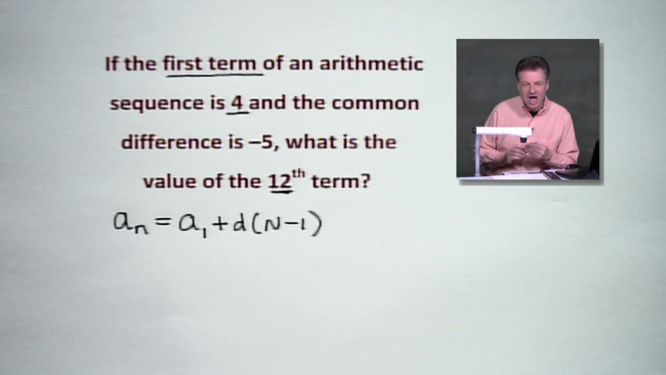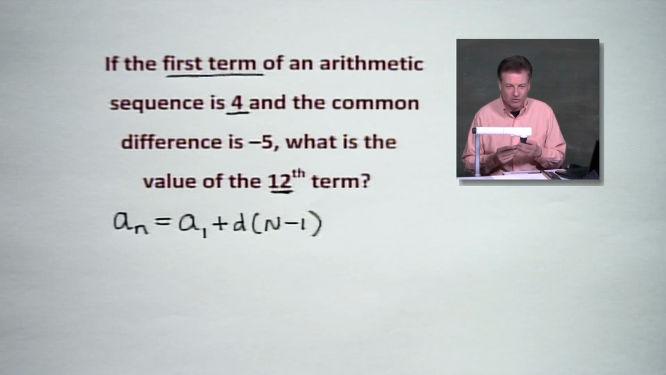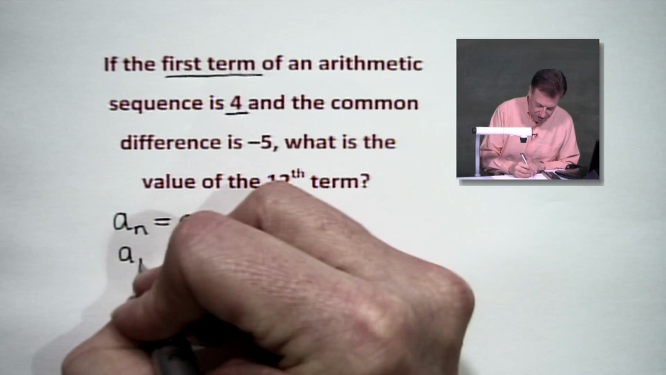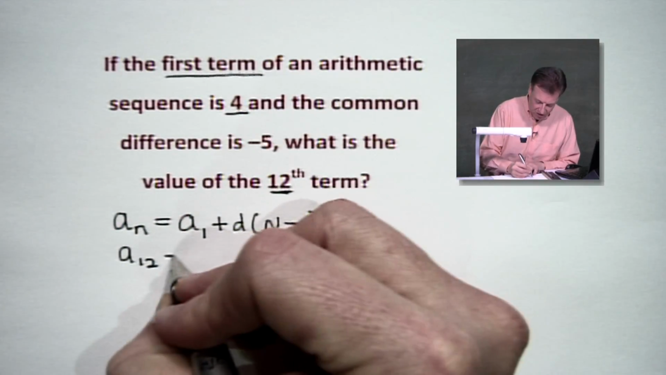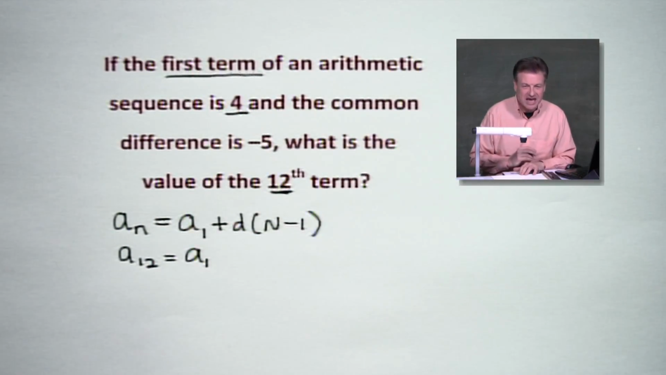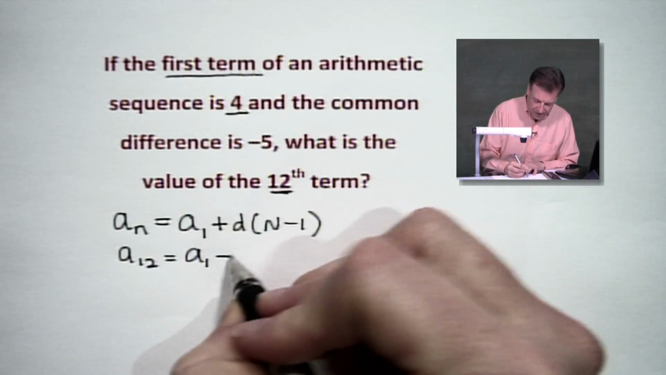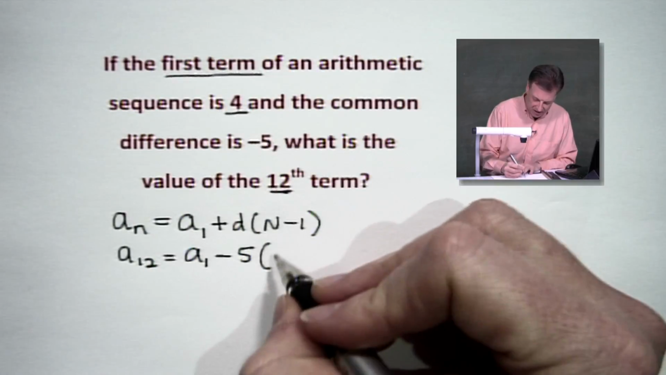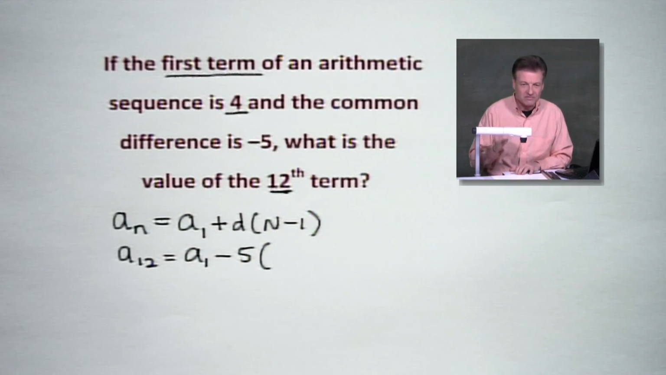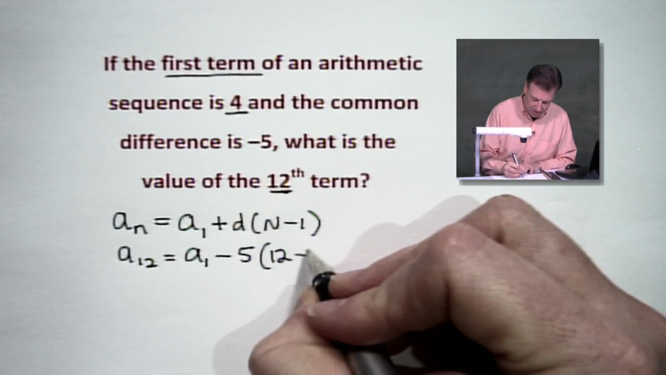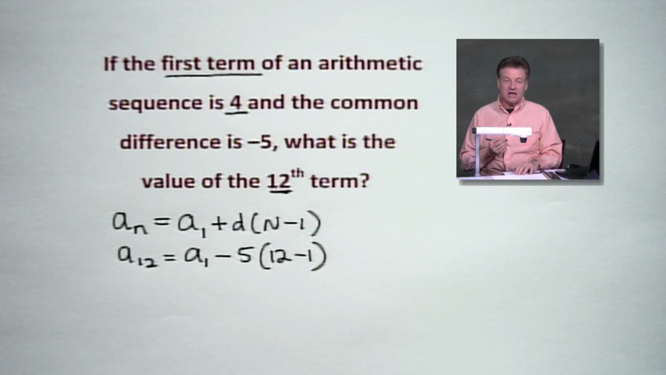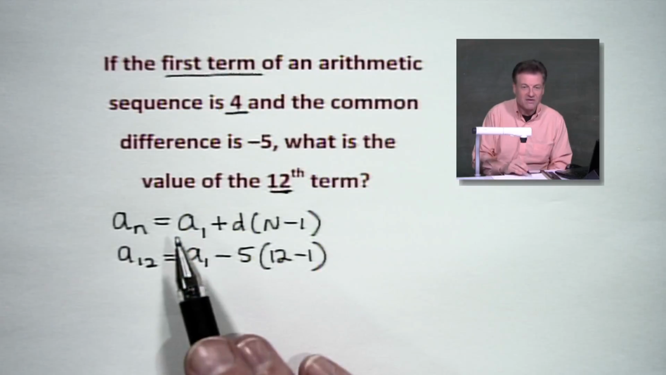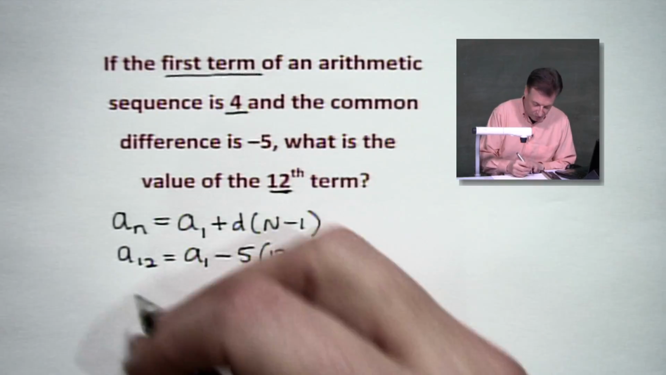So let's put some numbers in this thing and let's rock and roll. Put a 12 in for n. We've got the first term, a1, coming along. We're going to put a -5 where the d is. We know what n is, we're looking for 12, so we're going to take 12 minus 1. Now, what's a1? a1 is 4. We have it all together.